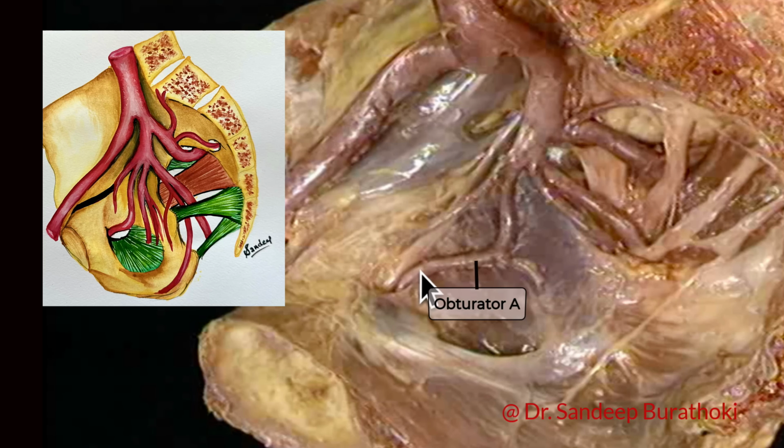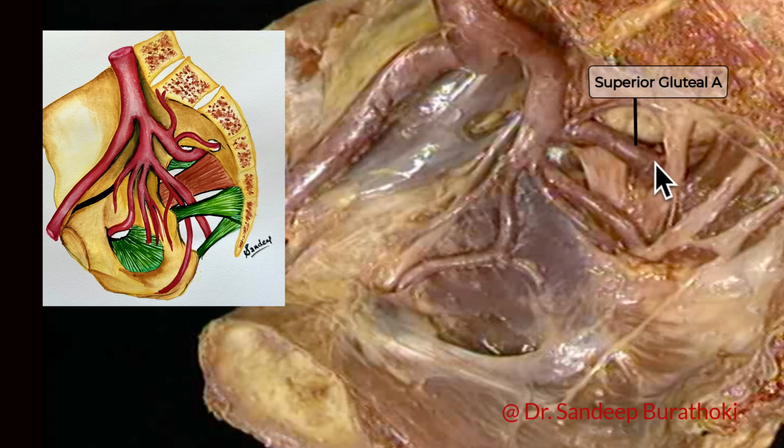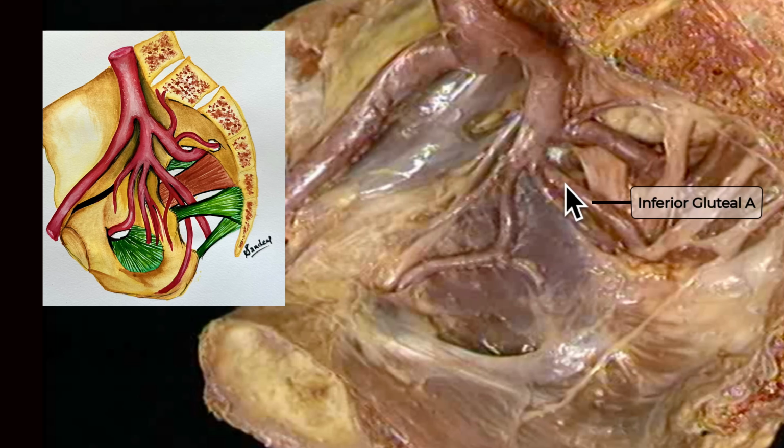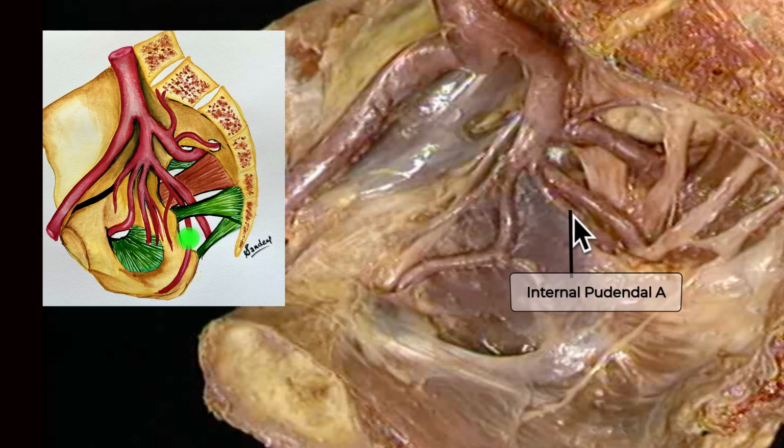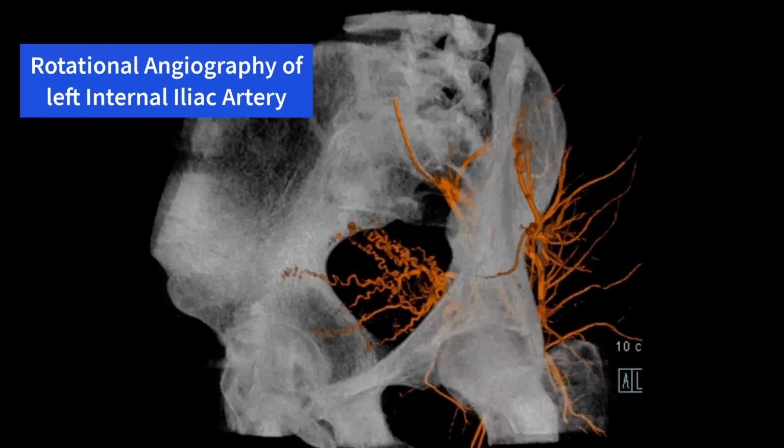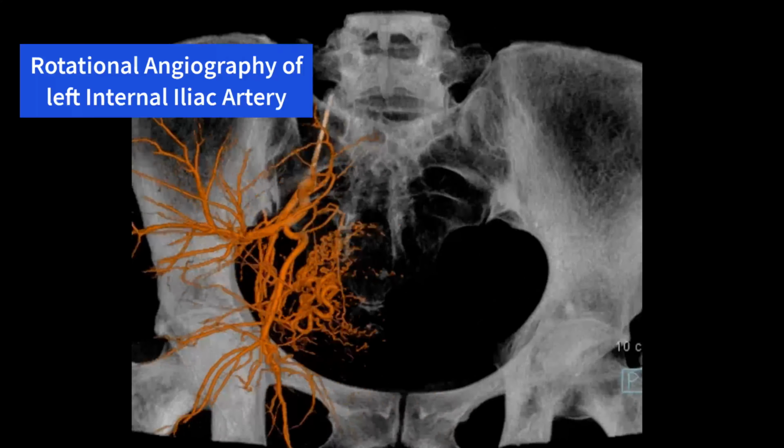through the obturator canal, and this is the posterior trunk, which is continuing as the superior gluteal artery and exiting from the upper part of the greater sciatic foramen. This is the inferior gluteal artery and internal pudendal artery, which are exiting through the lower part of the greater sciatic foramen. This is the 3D rotational angiography of the left internal iliac artery.